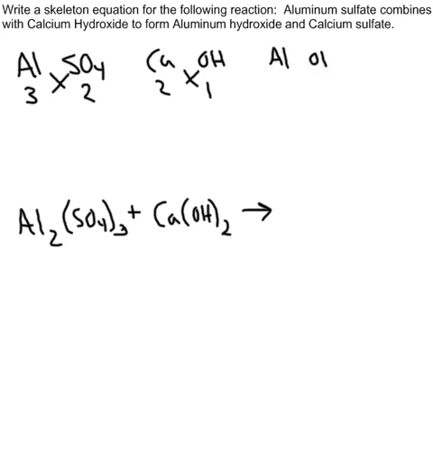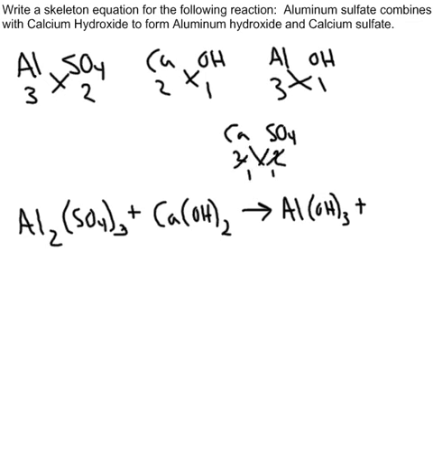So no, we're not making anything new here. We already had hydroxide and aluminum, just in another form. We crisscross that, and we get AlOH3. Plus our other product here is calcium sulfate. So that's Ca with 2 to give away, sulfate with 2 to accept. We reduce that to 1 to 1, and we get calcium sulfate. And there's our skeleton equation. The reactants on this side and the products on this side.